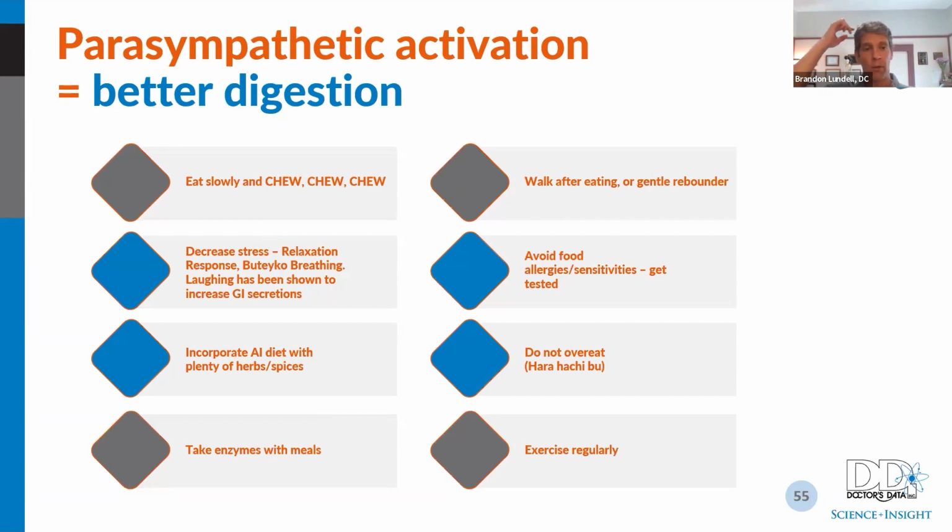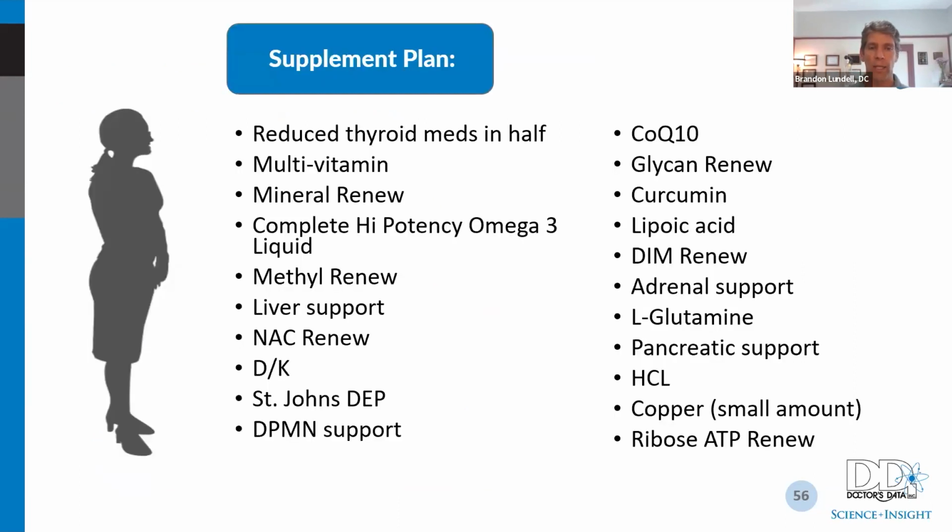Breathing is really, really helpful at eliciting enzyme production, eliciting peristalsis and absorption of nutrients, taking enzymes, walking after a meal, avoiding your food sensitivities, not overeating, like in the blue zones. Hara hachi bu is, eat till you're 80% full and no more, even less than that, exercising regularly.